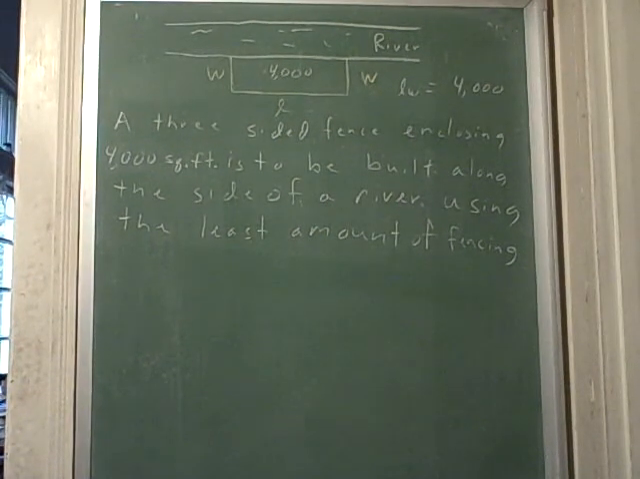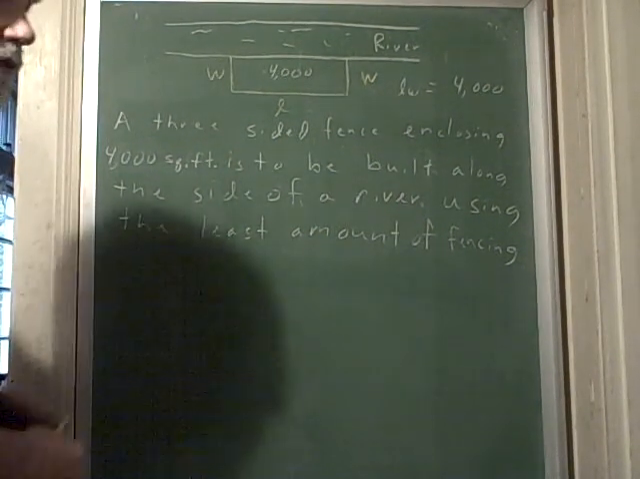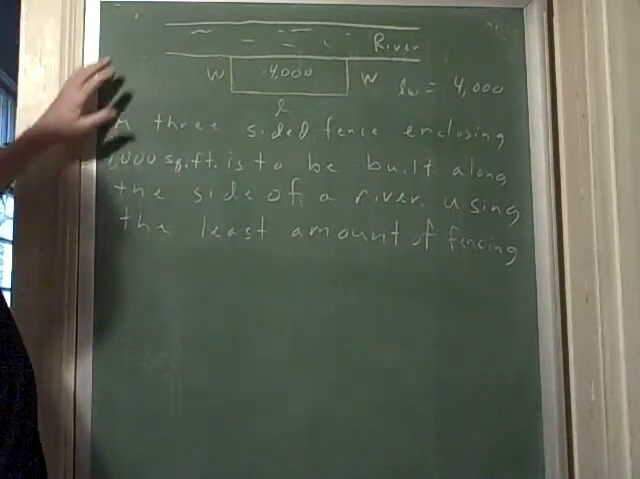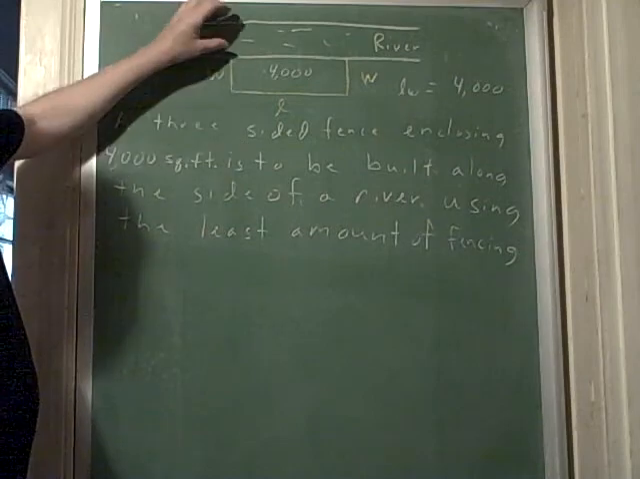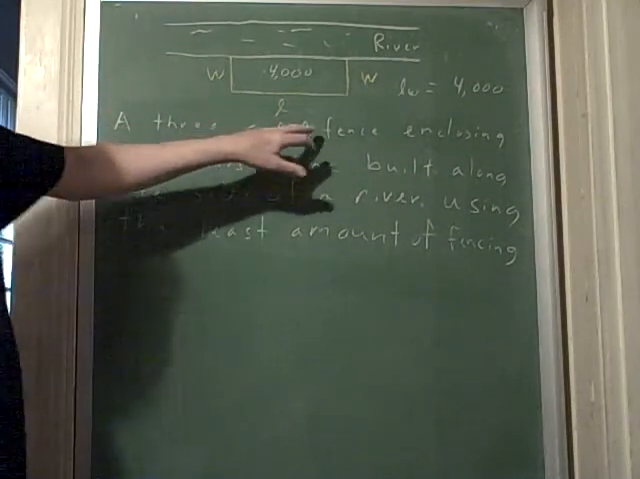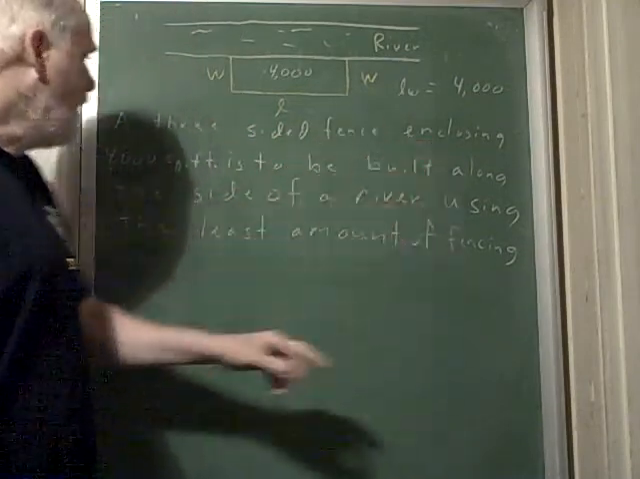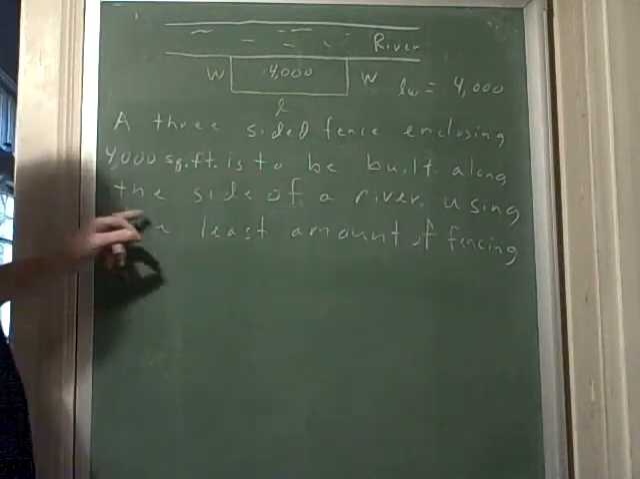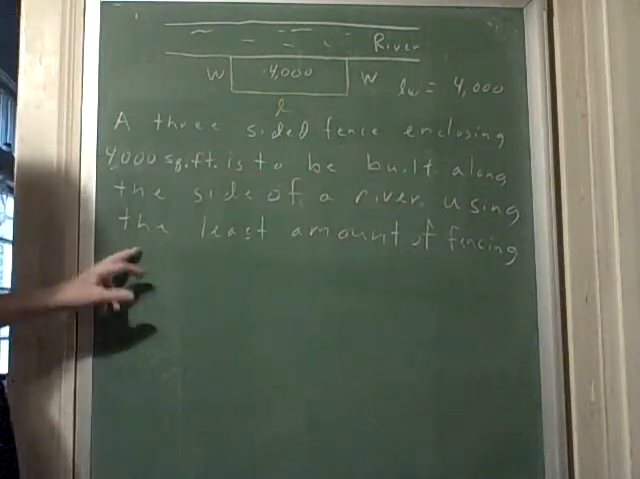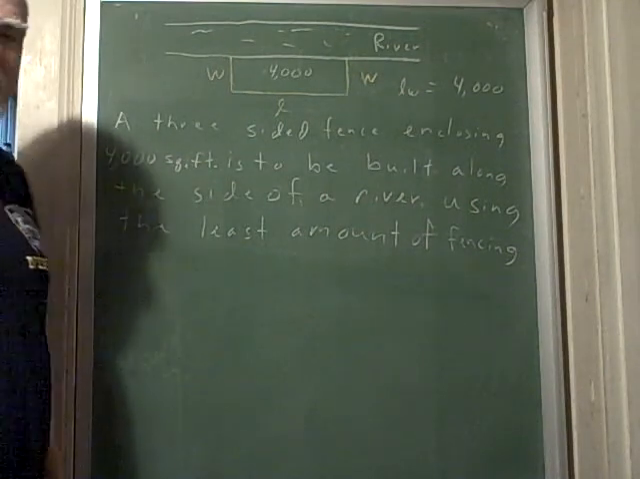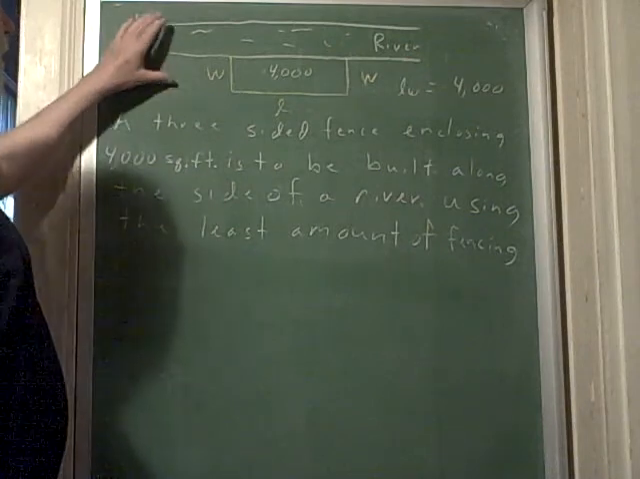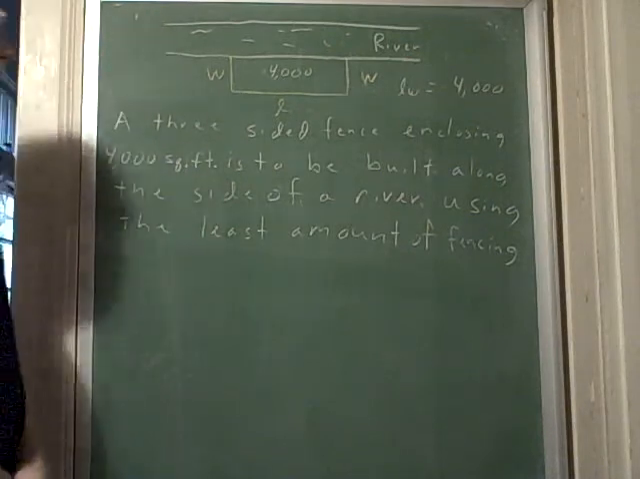Okay, we're going to do an optimization problem here, and these are a very important group of problems in mathematics. In this situation, what we're doing is building a fence along a river. A three-sided rectangular fence enclosing 4,000 square feet is to be built along the side of a river using the least amount of fencing. You might write that down, stop it and write that down if you want to, and draw your picture and everything. So that's what we're trying to do.